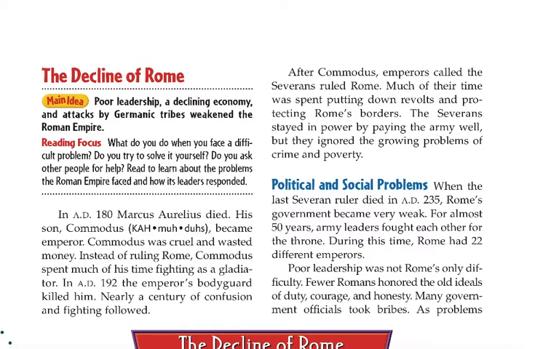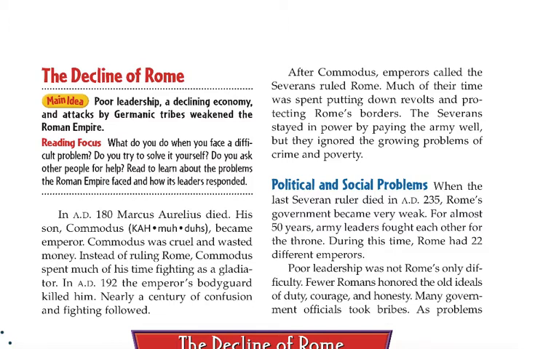Political and social problems. When the last Severan ruler died in AD 235, Rome's government became very weak. For almost 50 years, army leaders fought each other for the throne. During this time, Rome had 22 different emperors. Poor leadership was not Rome's only difficulty.